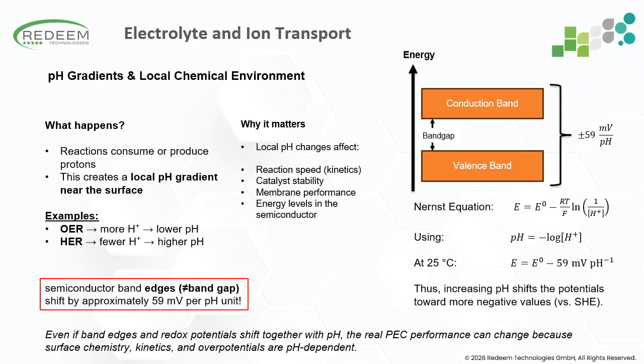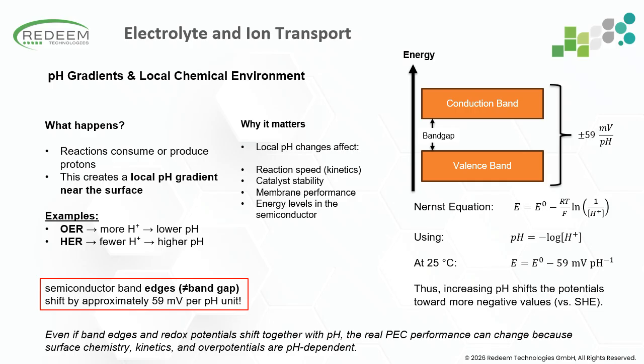It also changes the local chemical environment directly at the electrode surface. So here on the left, whenever electrochemical reactions occur, protons or hydroxide ions are either consumed or produced. And as a result, the local pH close to the electrode can differ significantly from the bulk electrolyte. So here, for example, oxygen evolution generates protons, making the local environment more acidic, and hydrogen evolution consumes protons, making the local pH higher.